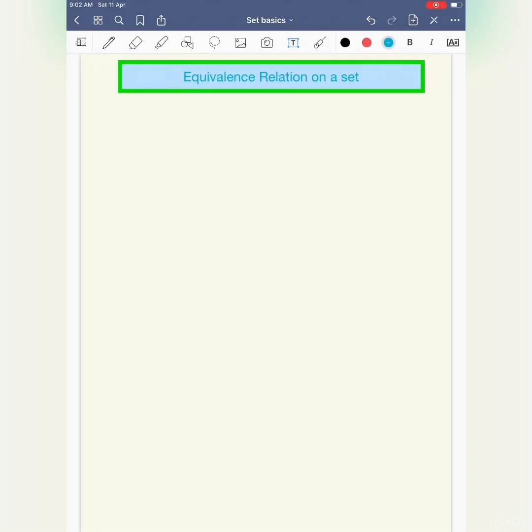Hello friends, in this video we will see about equivalence relation on a set. This is very important because most of the time we consider G by H, the cosets aH such that a belongs to G. This relation, people say that a is related to b if ab inverse belongs to H, where H is a subgroup of G. This is an equivalence relation.